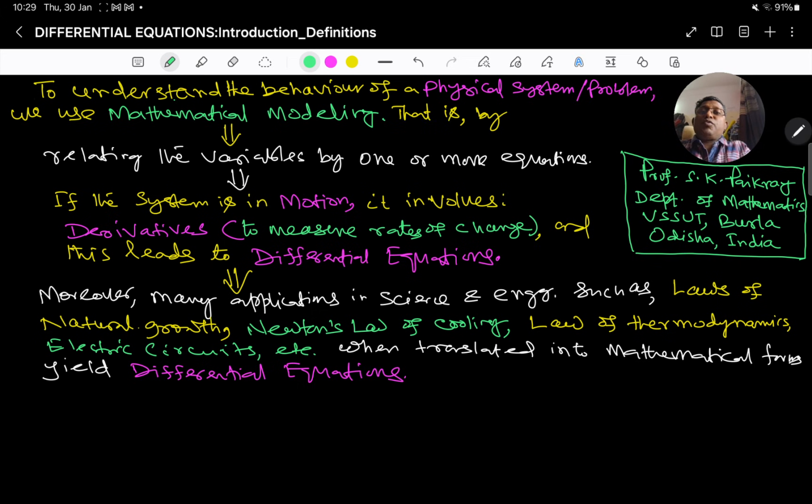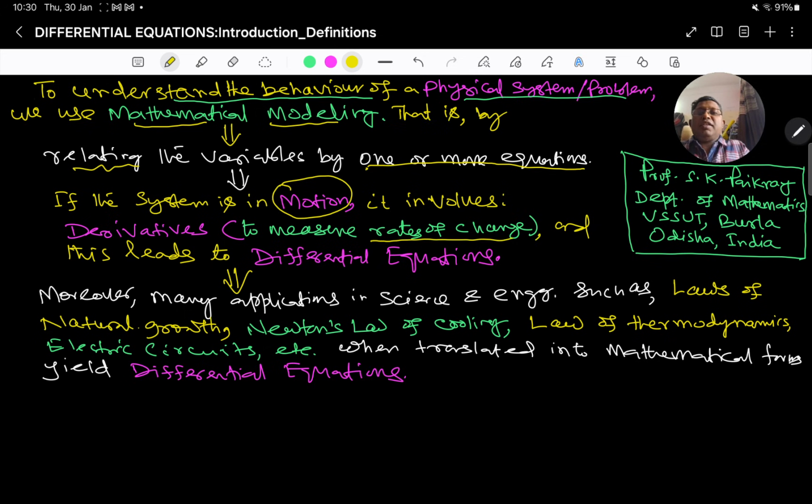Now suppose you think of a physical situation. The behavior of the physical system can be best understood by mathematical modeling. What is mathematical modeling? It means we relate the variables by one or more equations. Now once the physical system is in motion, there will be a rate of change of the system, and it leads to derivatives. If the equation involves the derivatives or the differential coefficients, then it leads to a differential equation.